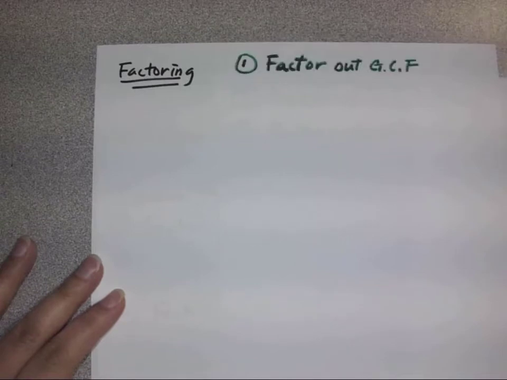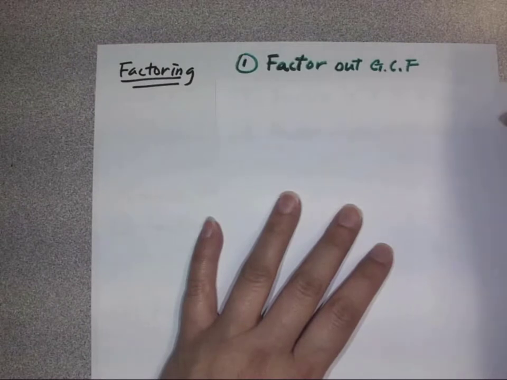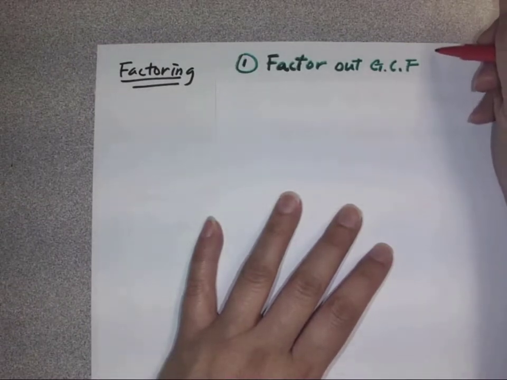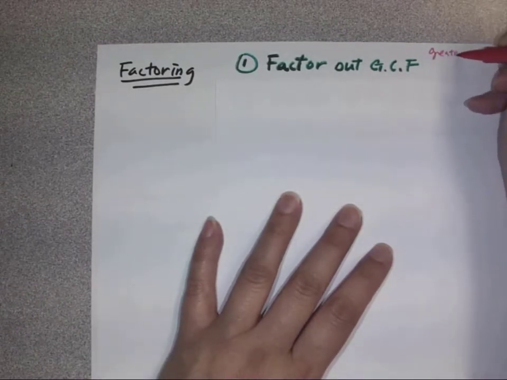So the first thing we talk about is factoring. Factoring is one of the major topics in this class. The step for factoring is first, you need to see if they have anything in common and factor out the GCF. The GCF represents greatest common factor.